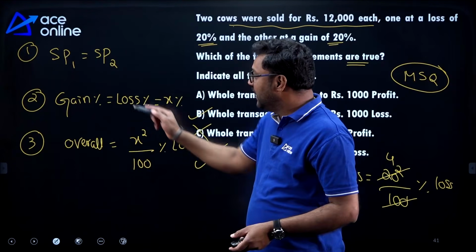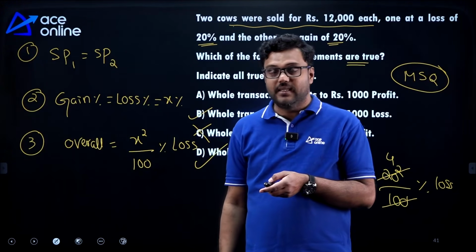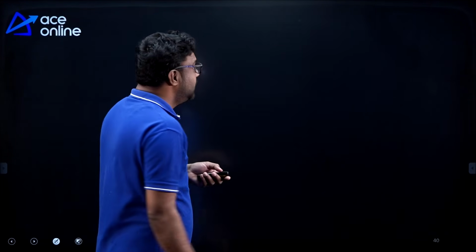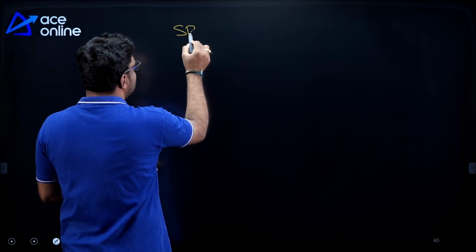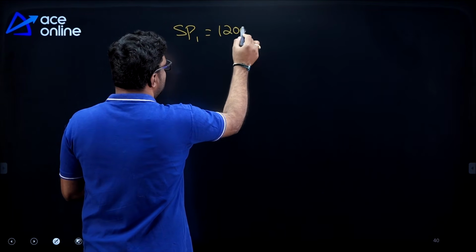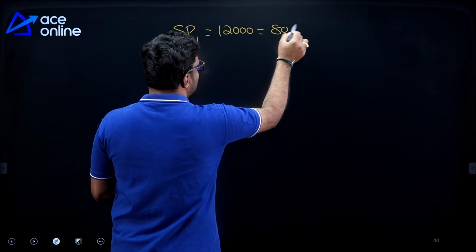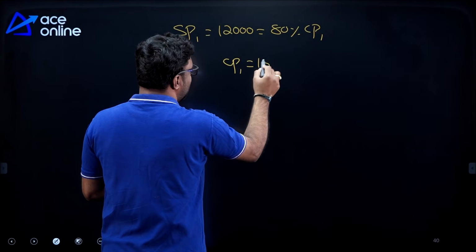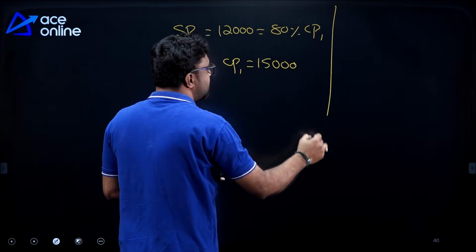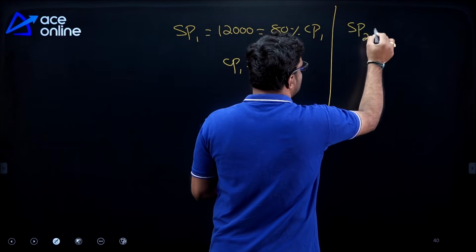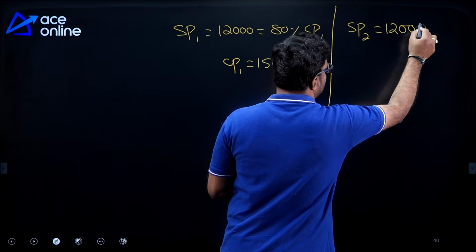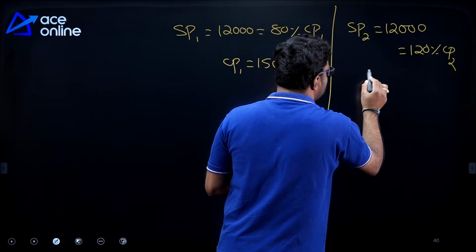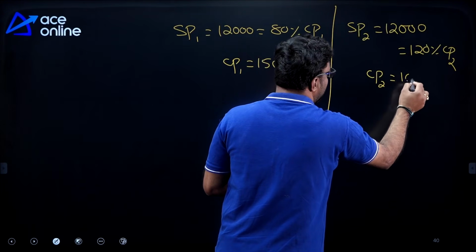If you already know this shortcut, fine, or else the other method is to calculate the cost price of each item. You know the selling price is 12,000, which is 80% of the cost price of the first one. So the cost price of the first one will be 15,000 clearly. Next, the selling price of the second one is 12,000, that is 20% profit, meaning 120% of CP2. From this clearly CP2 is nothing but 10,000.